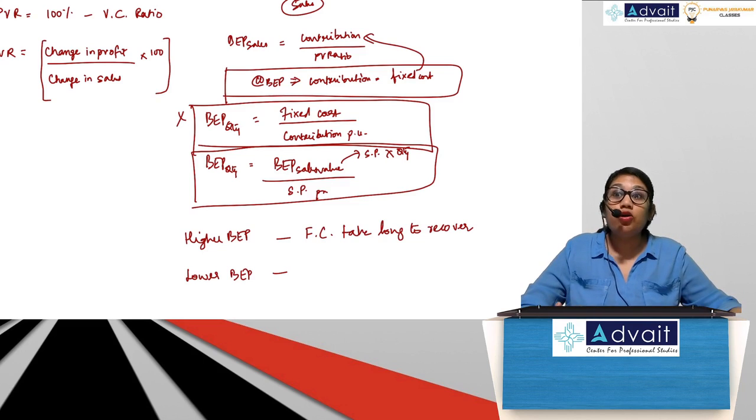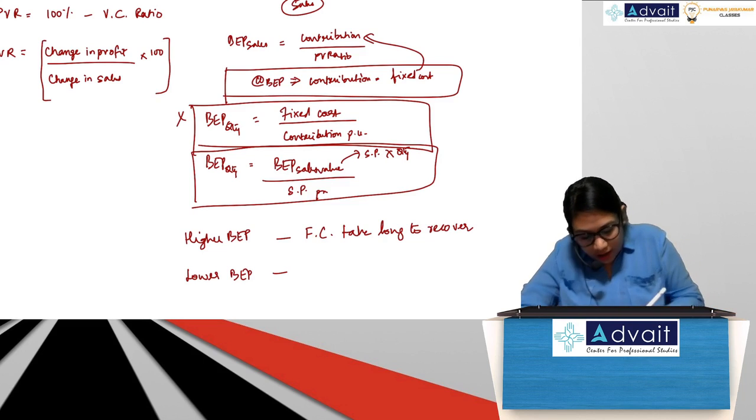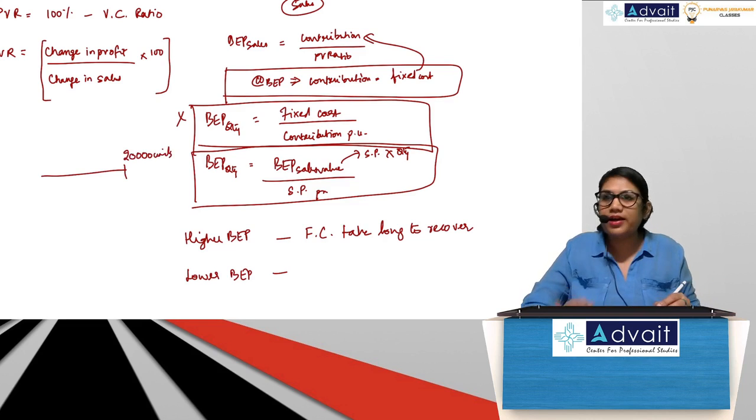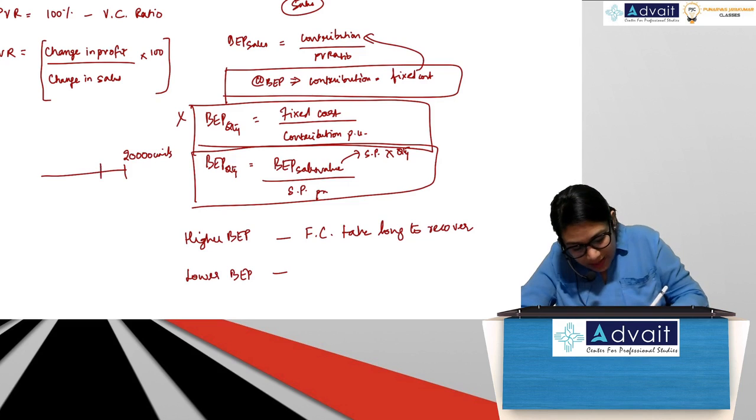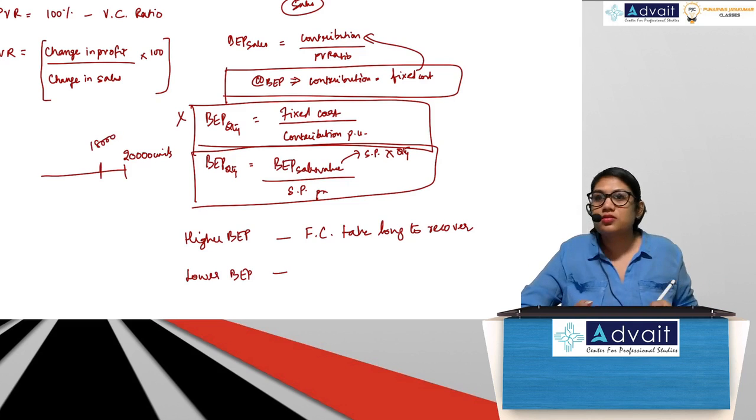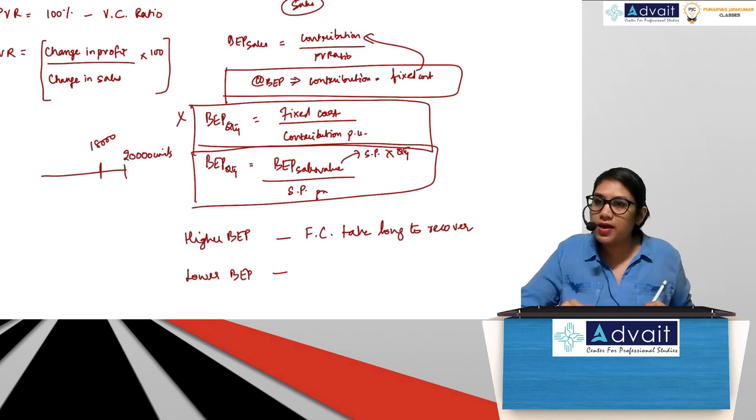So think about it. If an organization can sell only 20,000 units, let's say the market demand is only 20,000 units, and in that case BEP is 18,000 units. BEP is the point up to which I have recovered all my costs. Fixed costs are done with. So only beyond BEP I'll start making profits, right?